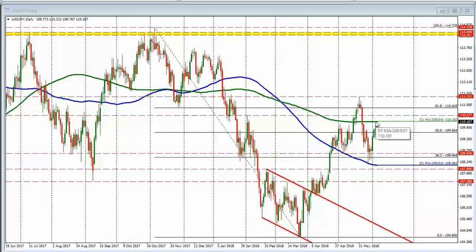Now we are up near this green line right here, and this green line represents the 200-day moving average. That currently comes in at 110.19, around the 19 level. And the market is leaning right against that level right now. So the bias is more to the upside on the daily chart, bouncing off the 100-day moving average, but we are respecting this resistance so far against the 200-day moving average, and that's going to be key going forward.